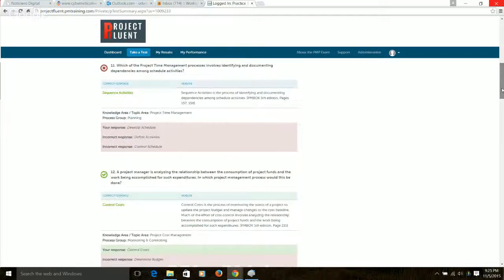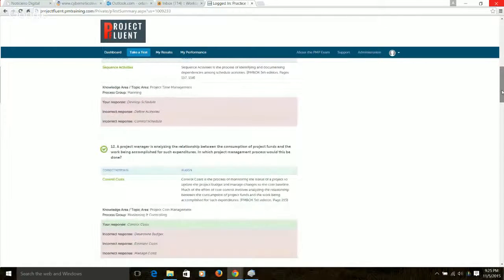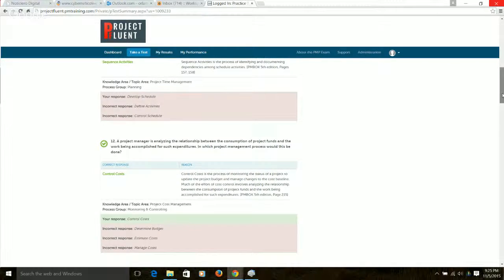Right. Then a project manager is analyzing the relationship between the consumption of project funds and the work being accomplished. So you are controlling the cost. That's exactly what you're doing. Remember, what you're doing here, you're measuring performance. When you're measuring performance, you're monitoring and controlling. That's key. So you see how you're comparing your actuals versus your planned value. So you're controlling your cost in this case. So we got that right.